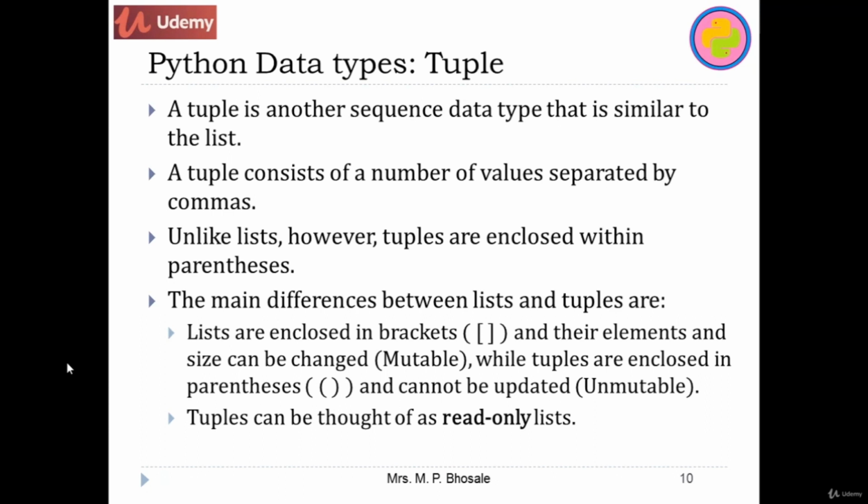A tuple consists of a number of values separated by commas, and the elements in the tuple are enclosed within parentheses, that is, round brackets. The main difference is that lists are enclosed in square brackets while tuples are enclosed in parentheses, and tuples can be thought of as a read-only list. So in summary, lists are mutable and tuples are immutable.